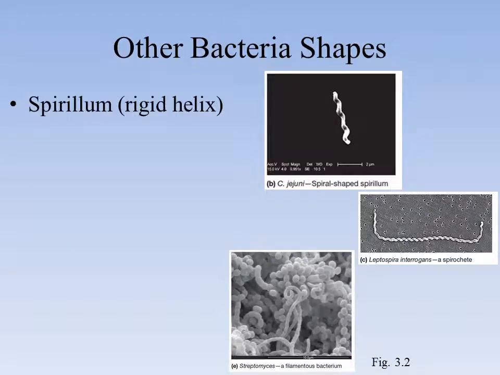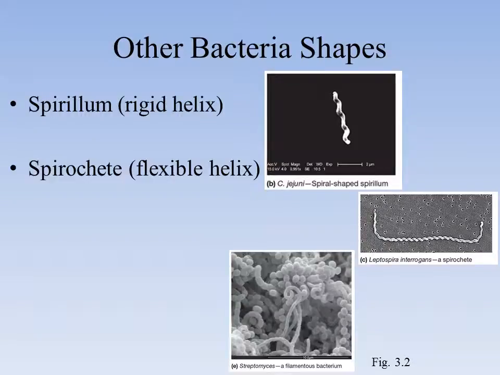And then other bacteria shapes. So we have what are known as spirilla, which is basically this rigid helix. If you look at this top organism here, the C. jejuni, that's Campylobacter jejuni, which causes a lot of foodborne illnesses. We have this spiral-shaped spirillum here, and this is a very rigid structure. This is in contrast to a spirochete, which you see down here below, Leptospira interrogans, which is somewhat more flexible. So these don't really fit into the rod or coccus shape. They have their own classification. These are either spirilla or spirochetes, and the only difference between those is whether they're rigid or flexible.